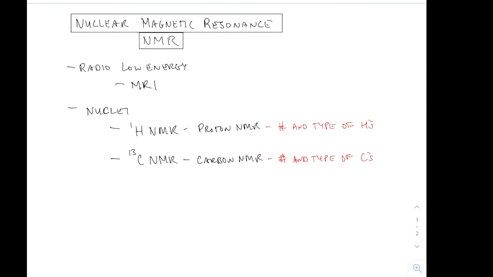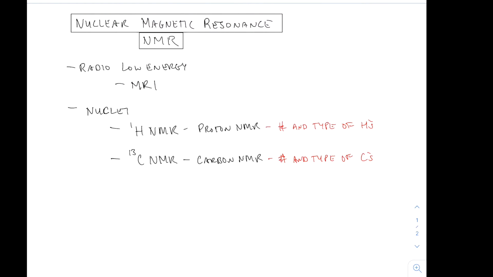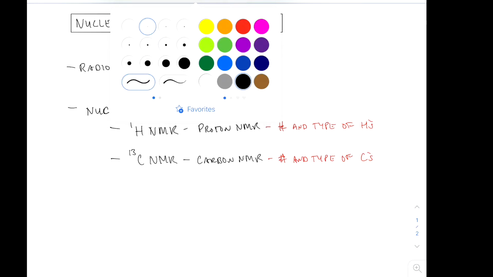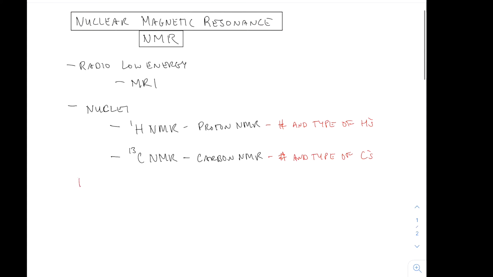So nuclear magnetic resonance is really useful for determining the chemical structure of unknown compounds. And so I would say this is the most important thing: determine structure of unknown compounds. NMR is an amazing tool, and it's so fun to use.